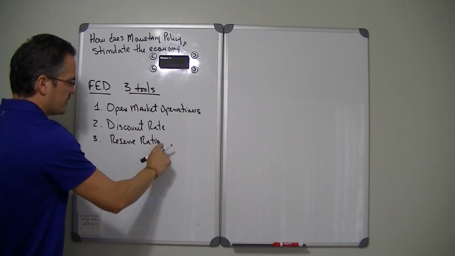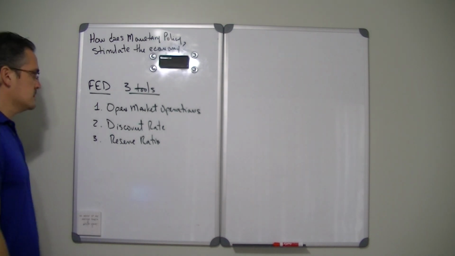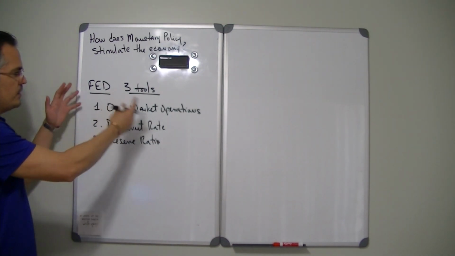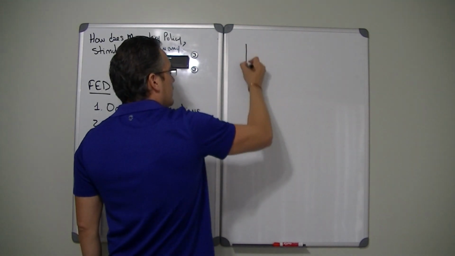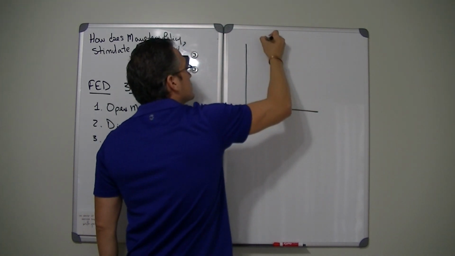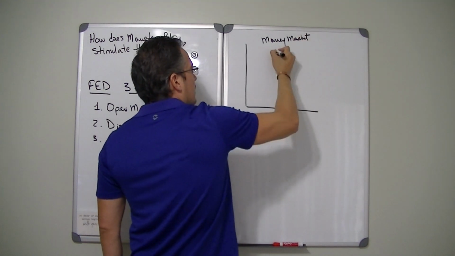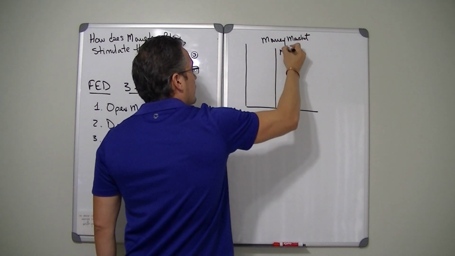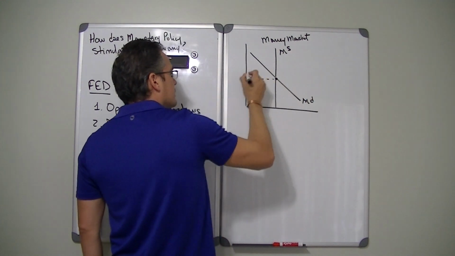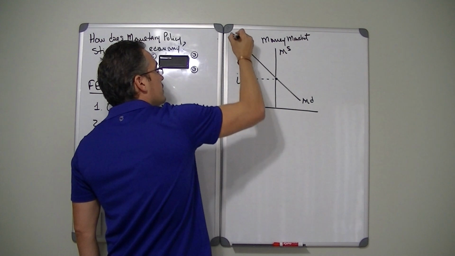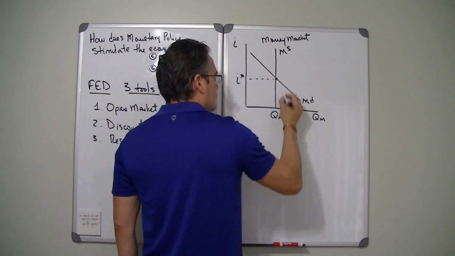Now, changing the tools of monetary policy affects economic activity, and it changes something called the money market. So, let's go over the three tools and what they normally do. Over here we're going to have the money market. The money market is basically our money supply, our money demand, our equilibrium level of interest rates, and our quantity of money in the system.